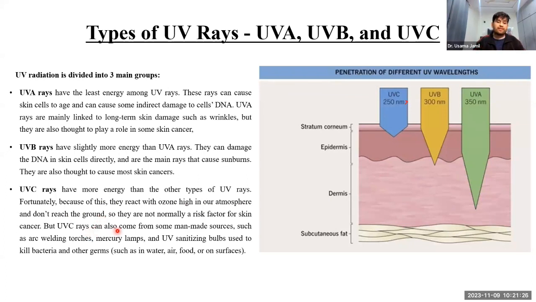But UVC rays can also come from some man-made sources such as welding torches, mercury lamps, and UV sensitizing bulbs used to kill bacteria and other germs, such as in water, air, food, or on surfaces. So we also utilize ultraviolet light of different types to disinfect surfaces, water, air, and food on a big scale. It is very convenient to use light to kill microorganisms or disinfect large surfaces.